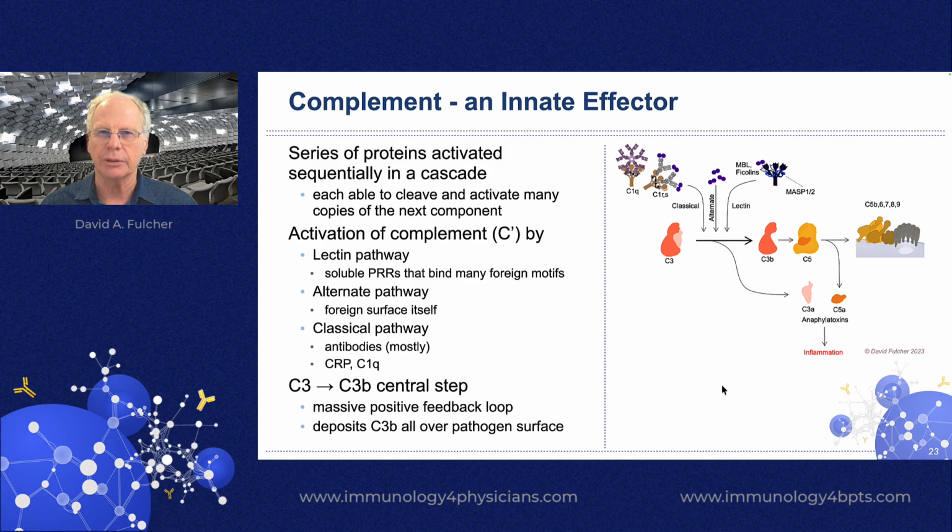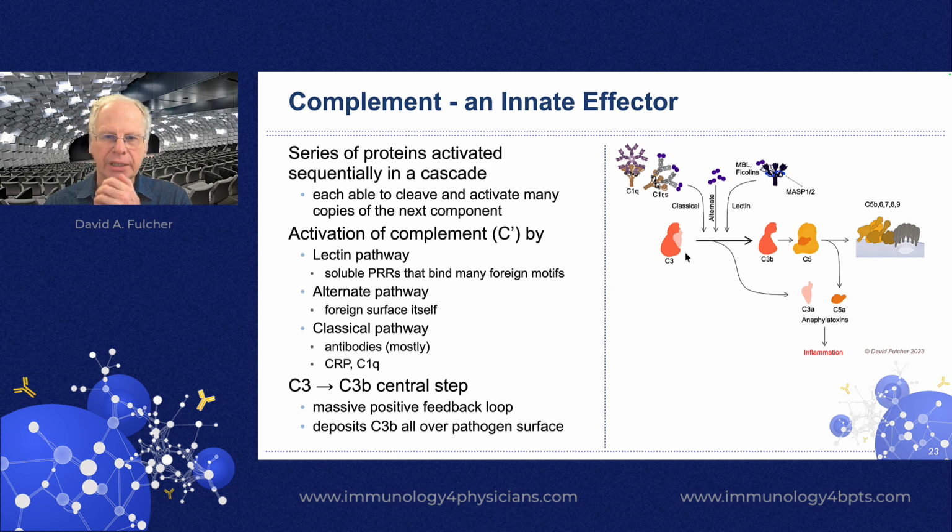And one of the most important innate molecules is complement, and so much so that we spend 2 lectures talking about complement. So complement is a series of proteins activated sequentially in a cascade where each component is able to cleave many copies of the next component, and by cleaving those components it actually activates them to cleave downstream molecules within this cascade. So a small initiating event will therefore have a large distal effector event.